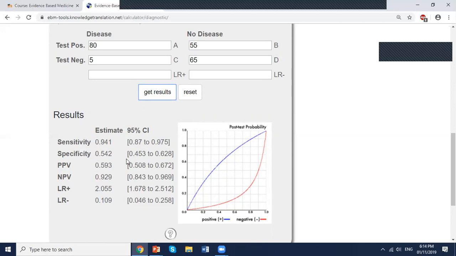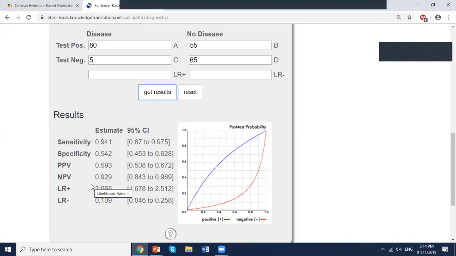It has high sensitivity but low specificity, so it is kind of good at ruling out the condition, but not so good at ruling in. How about the predictive values? The positive predictive value is 59%, but the negative predictive value is 93%. So again, if the negative predictive value is high, it tells you the test is kind of good at ruling out the condition. Positive likelihood ratio, 2.